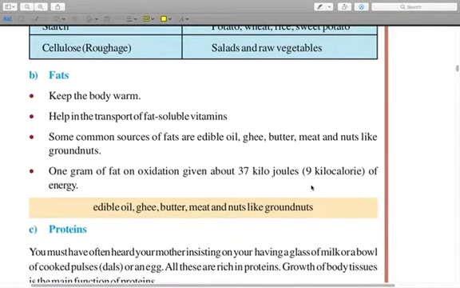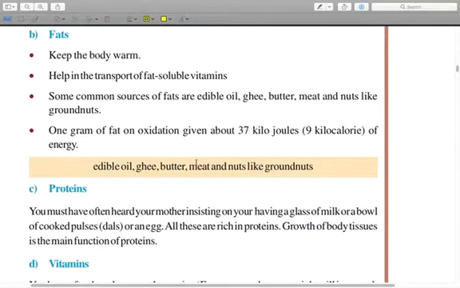Then you have fats. Their function is to keep the body warm. That is, fats will be present under our skin so that we don't feel coldness. So they help us keep our body warm and help in the transport of fat soluble vitamins. There are some vitamins that get dissolved in the fats, and they'll be stored for future usage. So that is one usage of fats, the transport of fat soluble vitamins.